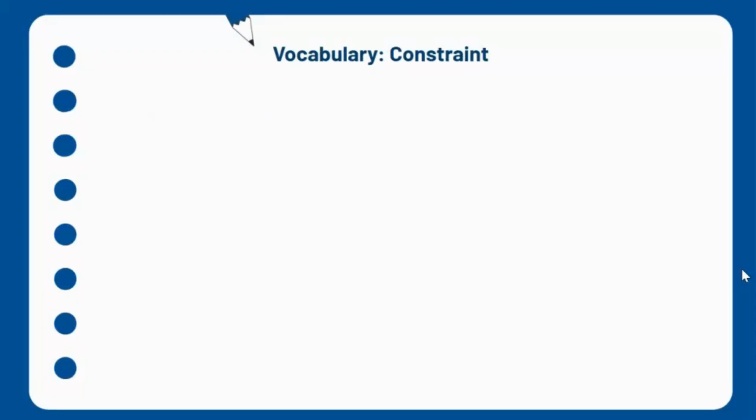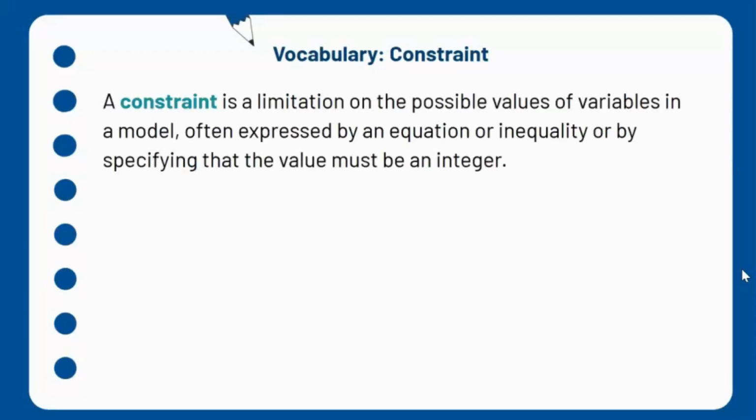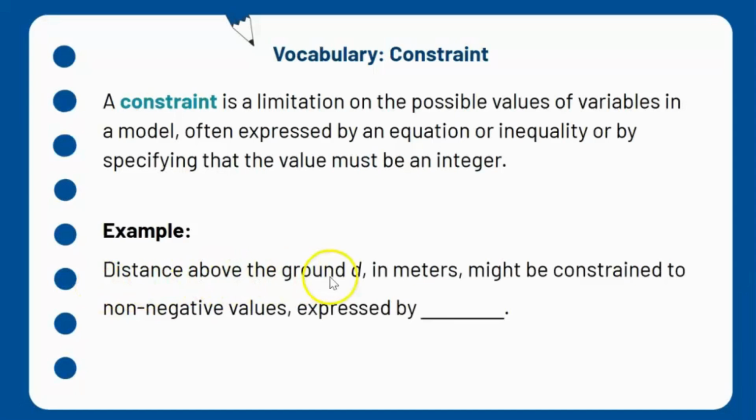Real-life situations often involve constraints. A constraint is a limitation on the possible values of variables in a model, often expressed by an equation or inequality, or by specifying that the value must be an integer. Let's take a look at an example. Distance above ground D in meters might be constrained to non-negative values. We can express this constraint as an inequality using the variable D. Non-negative refers to a value greater than or equal to 0. Therefore, D is greater than or equal to 0 in this given situation.